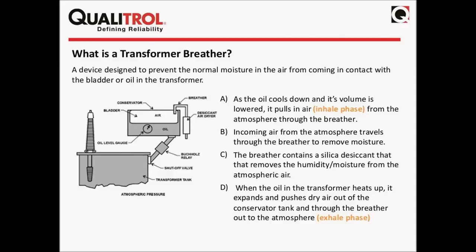And then as your oil in the transformer heats up, again under load or increased temperature, the oil is going to expand and it's going to push the dry air out of the conservator tank and through the breather to the atmosphere. And that is called the exhale phase of the transformer.